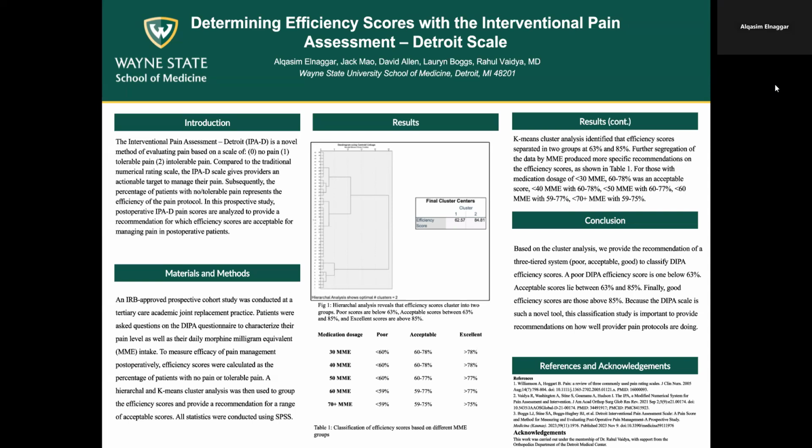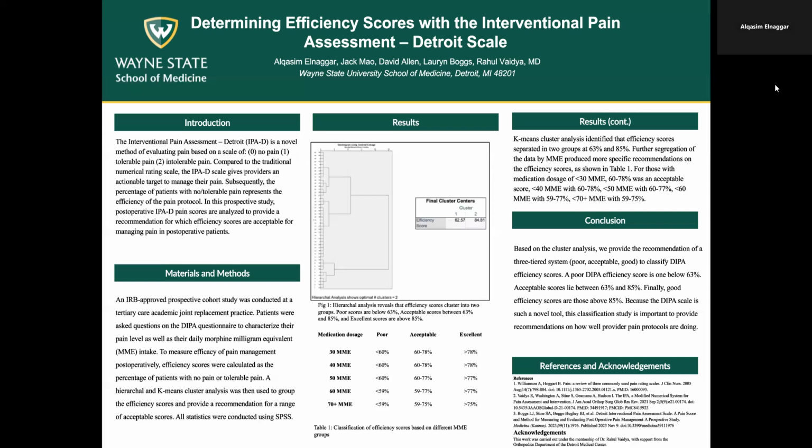The Interventional Pain Assessment Detroit, or IPAD, is a novel method of evaluating pain. It simplifies pain into three actionable categories: no pain given a score of 0, tolerable pain given a score of 1, and intolerable pain given a score of 2. Unlike traditional numeric pain scores, which can be ambiguous and hard to act on, the iPad gives clinicians a clear functional target. It reframes pain as something we can either manage effectively or not, based on patient-reported experience.